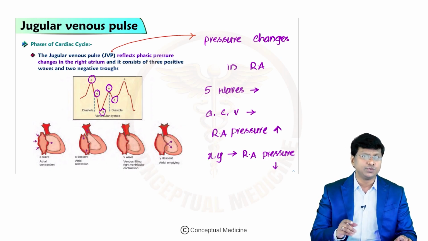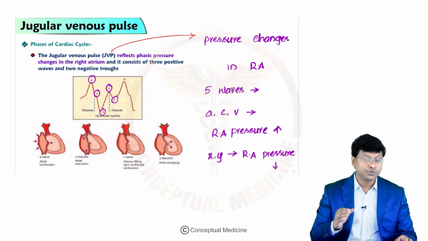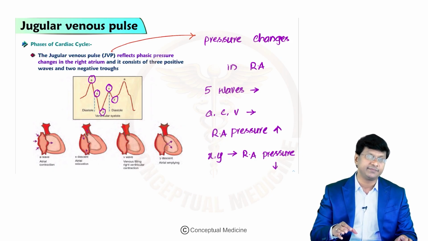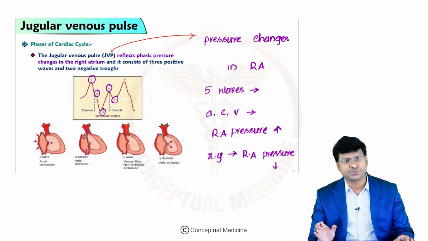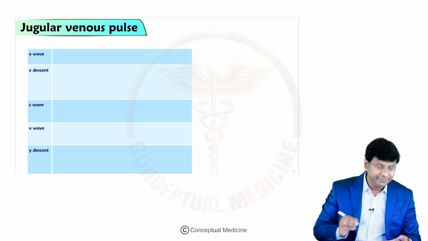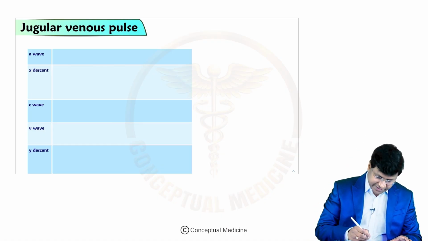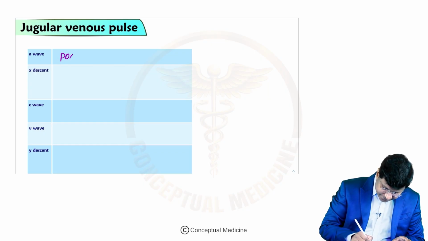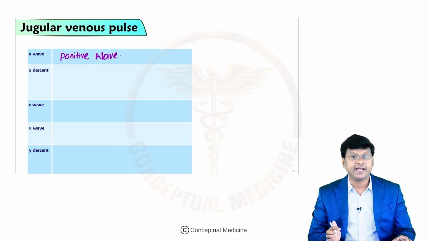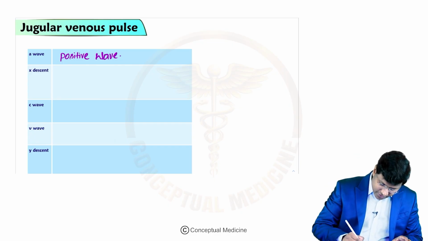Now, let me tell you what these waves correspond to. To which particular event of the right atrium these particular waves correspond to, let me discuss that. So, you take the A wave. A wave corresponds to the atrial contraction. So, it is a positive wave. It is produced by right atrial contraction.